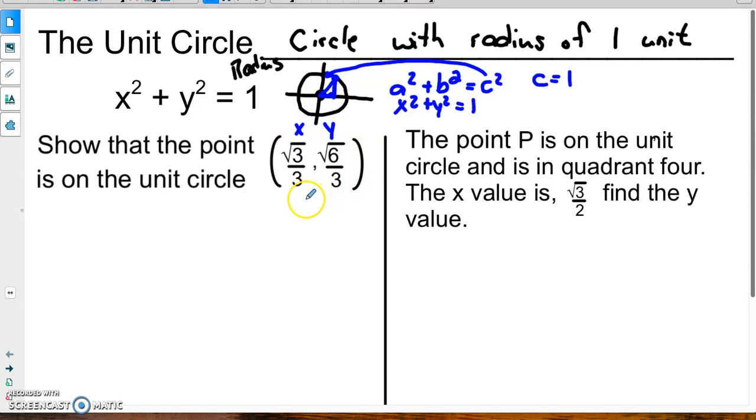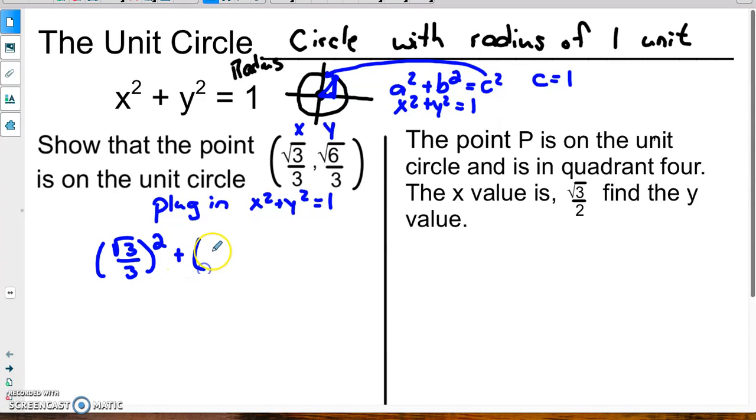All right, so if we have a point that is an x value and a y value, what we're going to do is plug it into x squared plus y squared equals 1, and we're going to see if it works. If it gives us a true statement, it's going to work. If it gives us a false statement, it doesn't work. All right, so when we work with this, and we're going to work quite a bit with radicals this year, we have radical 3 over 3 squared plus radical 6 over 3 squared, and does that equal 1? That's what we want to know.